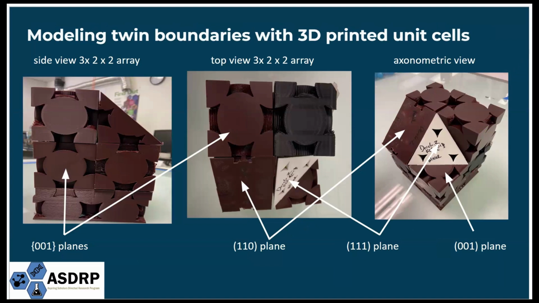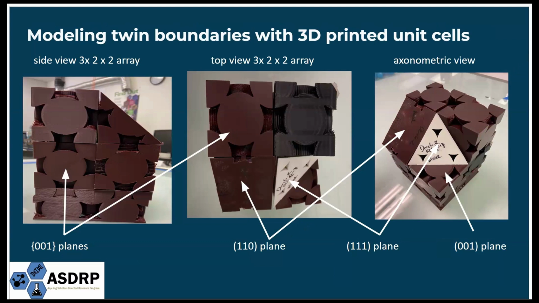After printing out all previously mentioned FCC models, we model twin boundaries by physically cutting and supergluing separate blocks together. Twinning is tough to visualize, so constructing a tangible model helps with picturing the orientation. The model displayed is an amalgam of all the planes we worked on as a group.